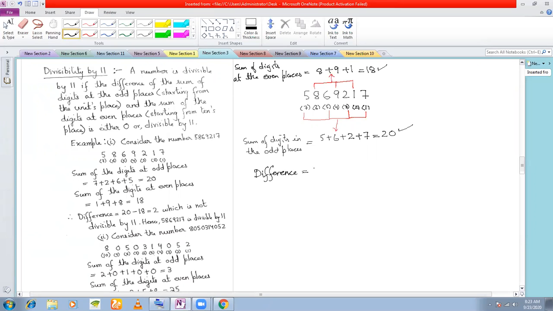Difference. What is the difference? 20 minus 18, which is 2. Is 2 divisible by 11? 2 is not divisible by 11. Since 2 is not divisible by 11, therefore the entire number 5869217 is not divisible by 11.